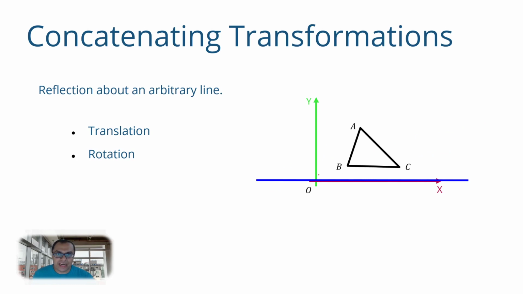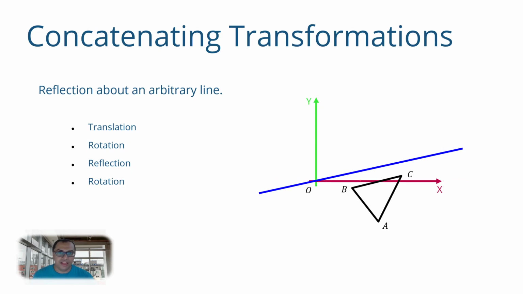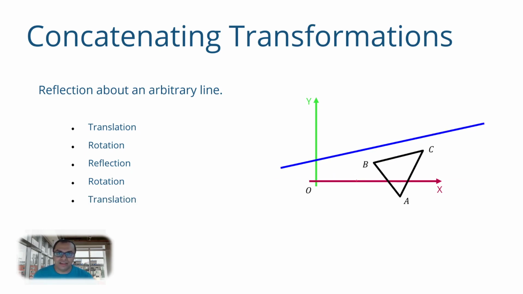Then you rotate the line about the origin so that the line matches one of the coordinate axes. Then you reflect about that coordinate axis. Now inverse rotate the line and inverse translate the line. This gives you reflection about an arbitrary line. Remember, you have to apply these transformations in this particular order. So order is very important when you are applying transformations.